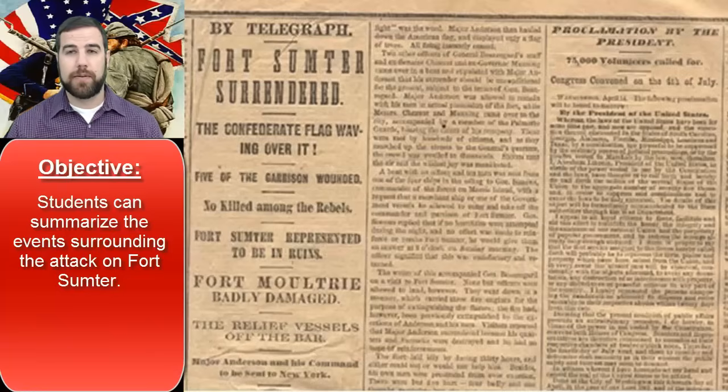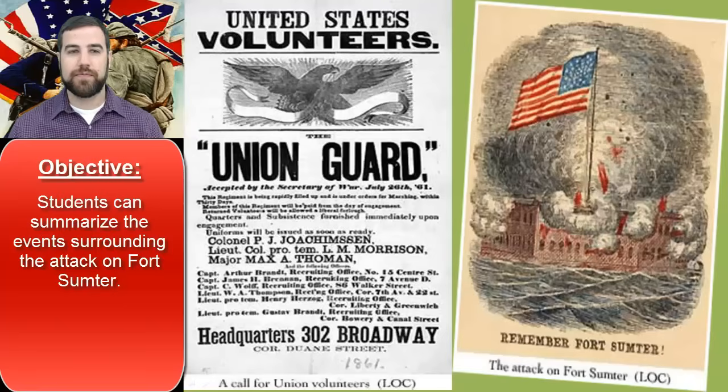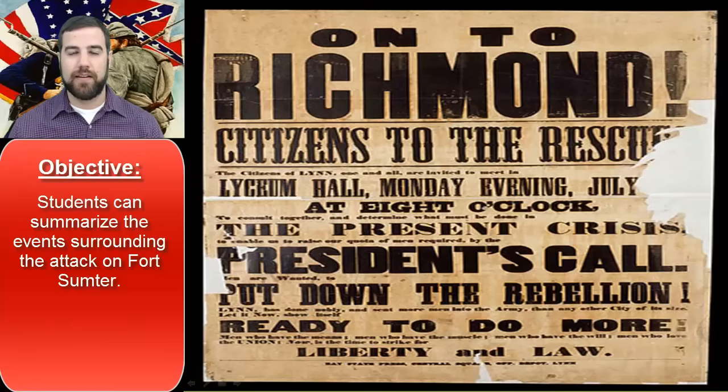So here are some primary sources showing the reactions of the country to the attack on Fort Sumter. So just pause and take a look at these. Here's some more for the Union side. And then Richmond, Virginia is going to end up being the capital of the Confederacy. And so the distance between Washington, D.C. and Richmond, Virginia is just over 100 miles. So the capitals of both sides of the Union and the Confederacy are not that far apart.